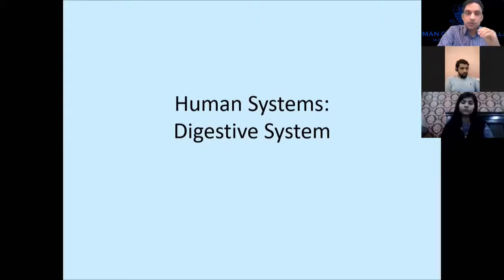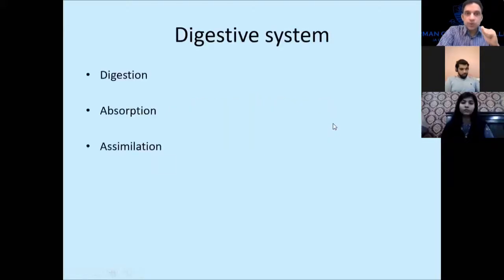Digestive system. So let's start with another human system called the digestive system. First you need to know about certain important definitions related to the digestive system: what is digestion first, and what is absorption and what is assimilation.